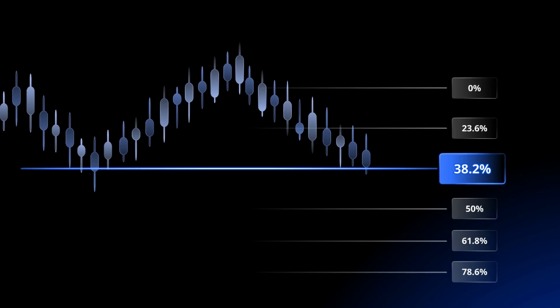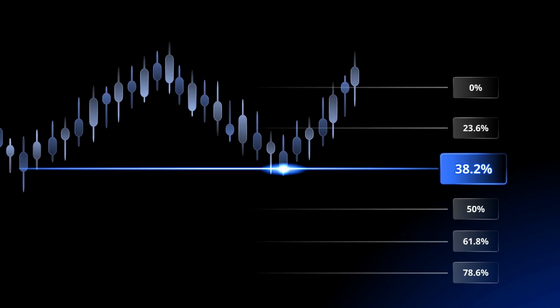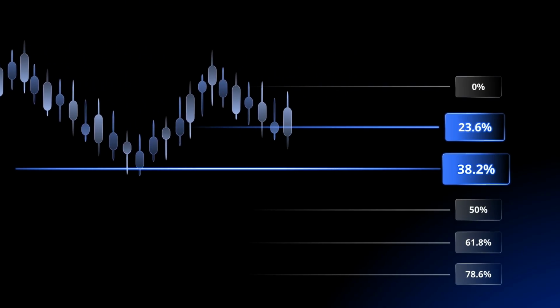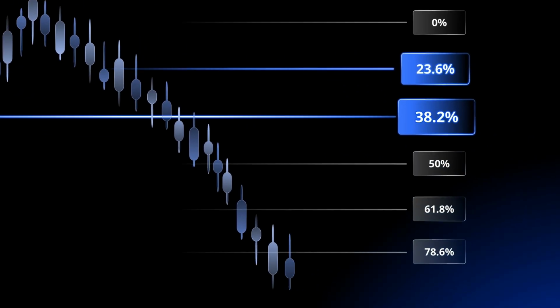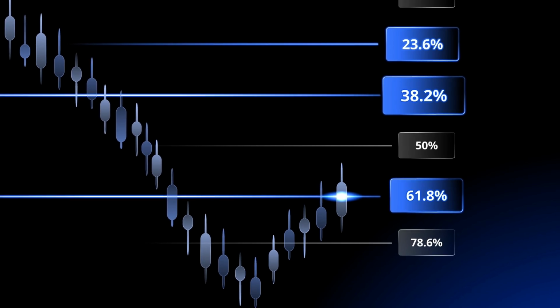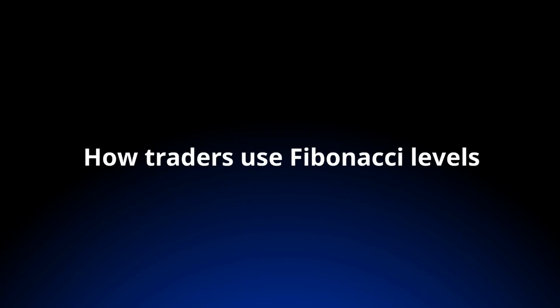For example, if price moves upward and then pulls back to the 38.2% level before bouncing higher, that level may act as support. If price retraces upward during a downtrend and stalls near the 61.8% level, that level may act as resistance. How traders use Fibonacci levels.